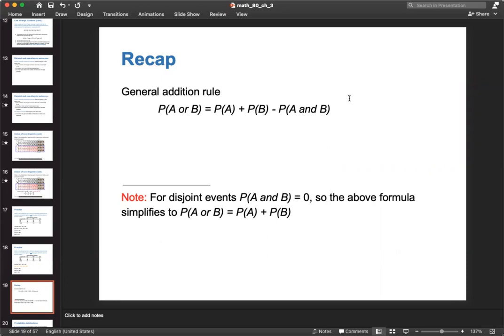And in general, for disjoint events, so if they're mutually exclusive or disjoint events, the probability of A and B occurring at the same time is going to be equal to 0. So the above formula basically simplifies. If it's disjoint, then the probability of A or B is the probability of A plus the probability of B.